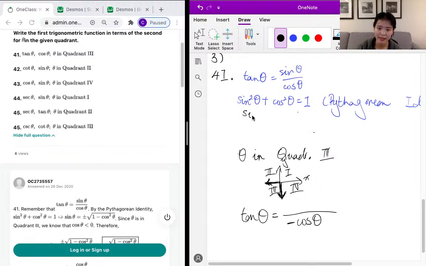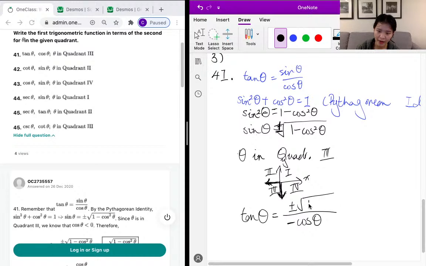So let's subtract cos squared of theta from both sides of the equation, and we're left with sin squared of theta equals 1 minus cos squared theta. Then if we take the square root of both sides, we have sin theta equals plus or minus the square root of 1 minus cos squared of theta. So now we have sin theta in terms of cos of theta.